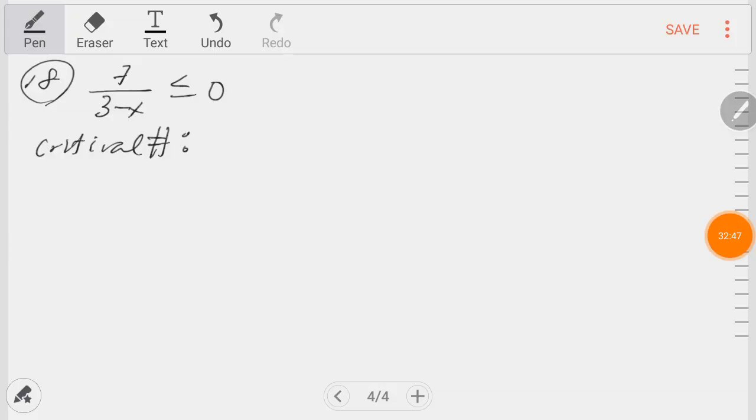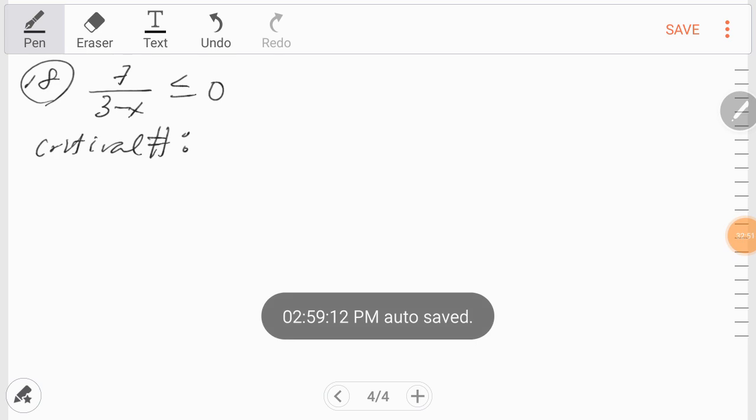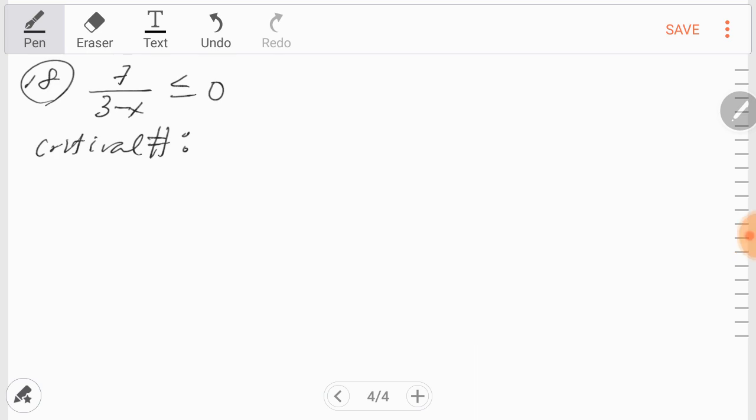Number 18, solve the inequality. All right, this is a rational inequality. First, let's find the critical numbers. In this case, the numerator is always 7, so we cannot make the numerator 0. Then set the denominator to 0. This means 3 minus x equals 0, so x equals 3.